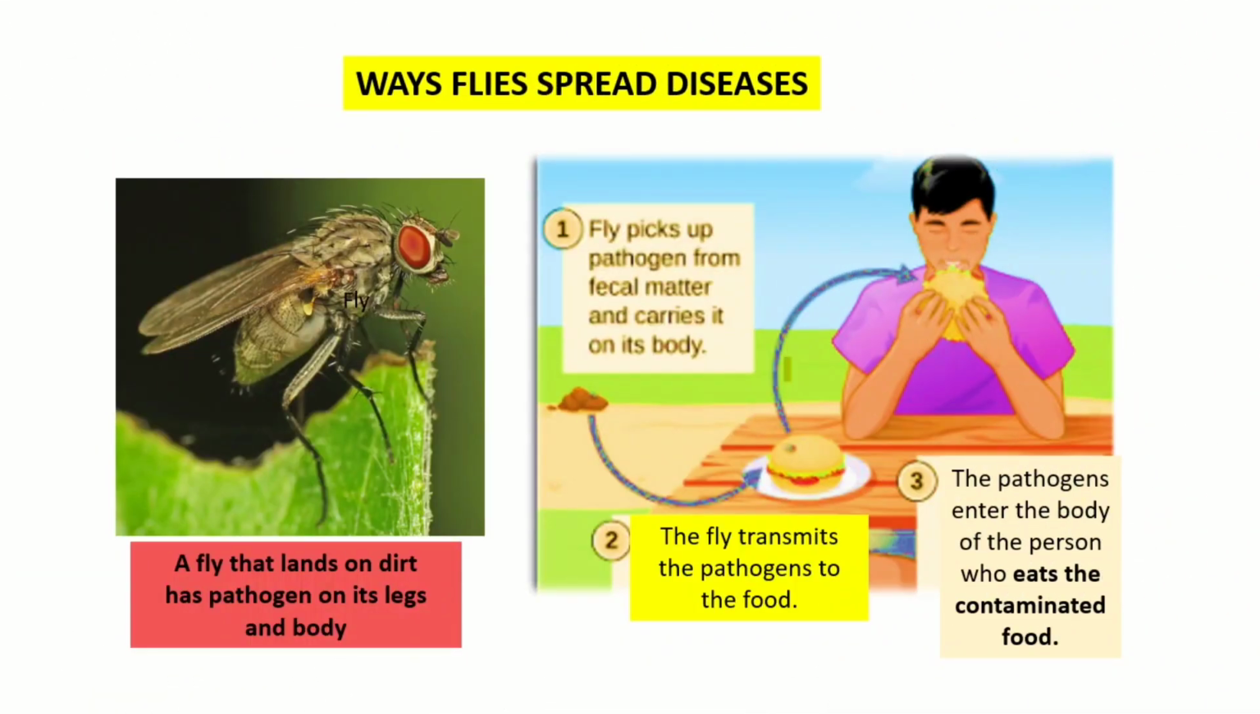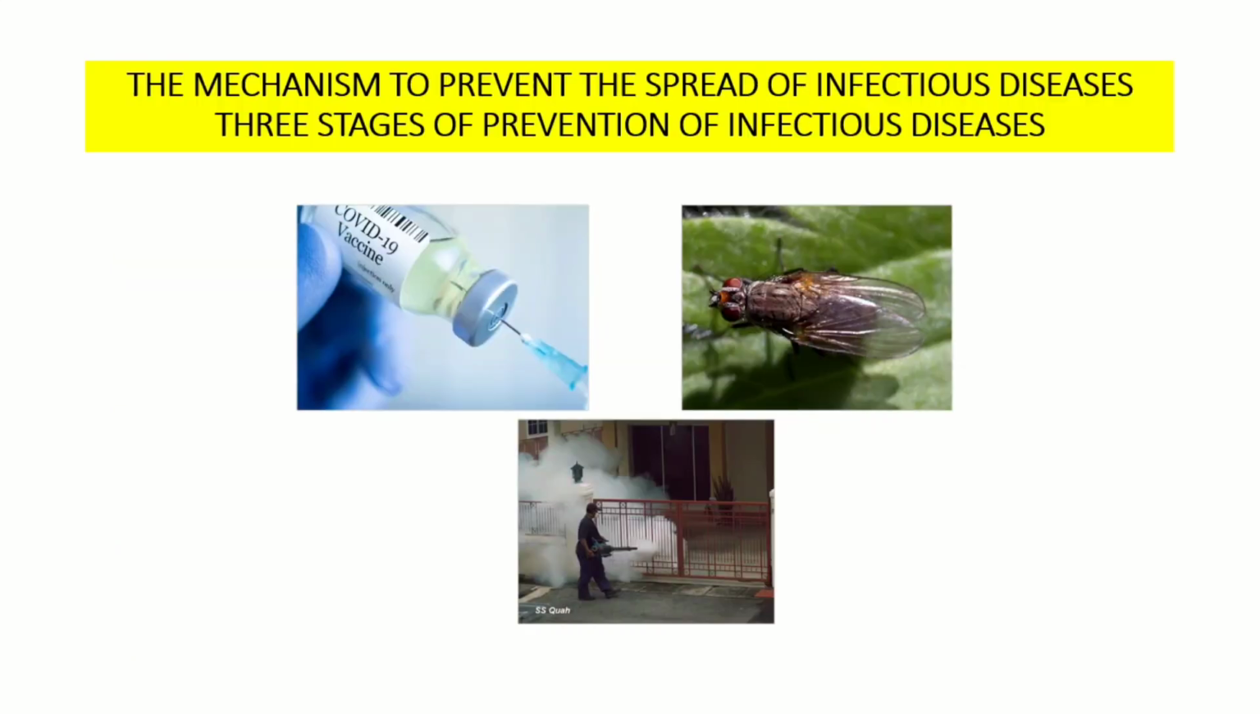For flies, the flies that land on the dirt, atas benda-benda yang kotor, have pathogens on their legs and body. And the fly will transmit the pathogen to the food, and the pathogen will enter the body of a person when he eats the contaminated food. That's why we have to cover our food. Don't leave it just like that.